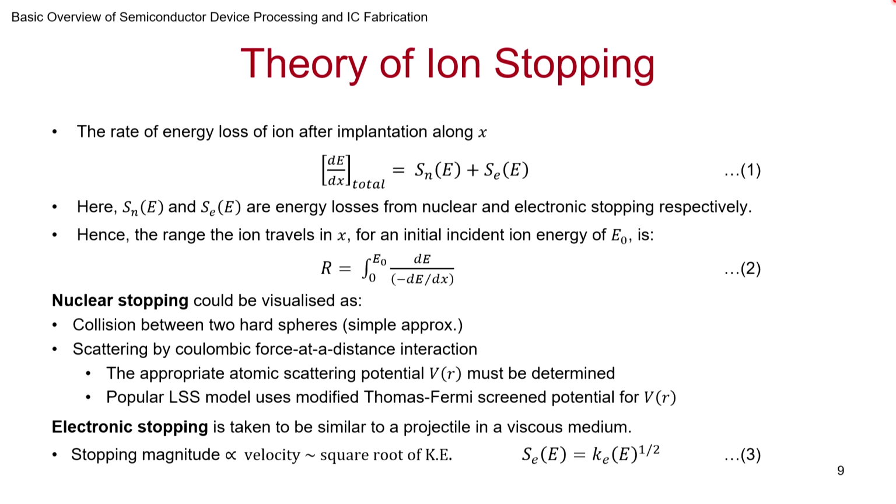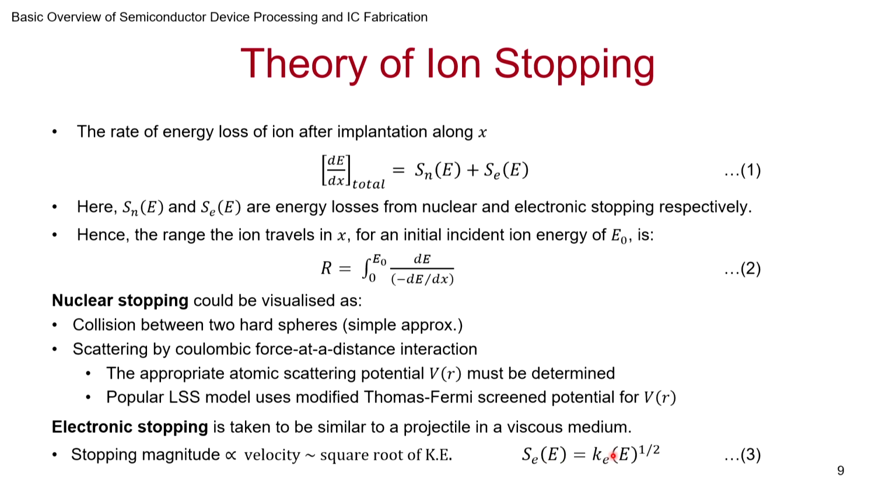Electronic stopping, on the other hand, is a little different. Remember that electrons in all targets will be the same, right. So, the electronic stopping from the target side will not be dependent on the mass of the atomic nuclei, right? The atoms that are present in the target. So, electronic stopping can be viewed as a projectile in a viscous medium. Okay, and essentially it can be modeled, and of course there are parameters that come in which will depend on the mass of the ion that is coming in.